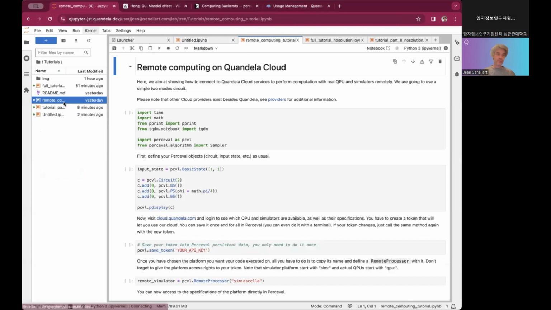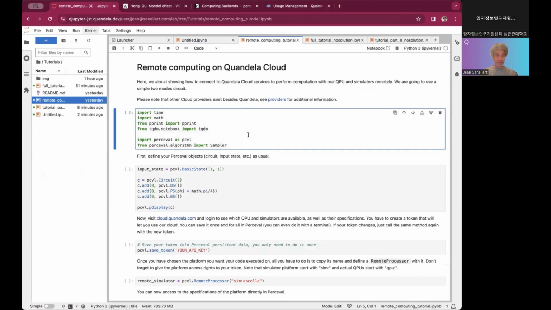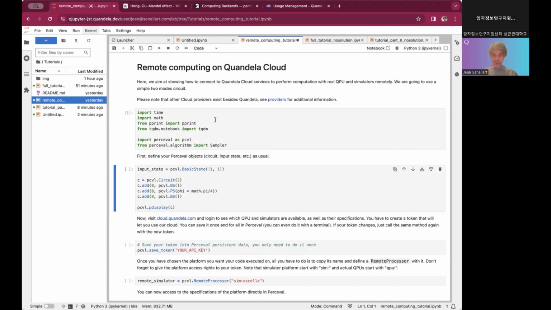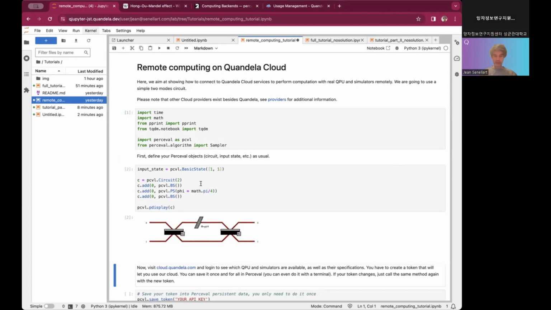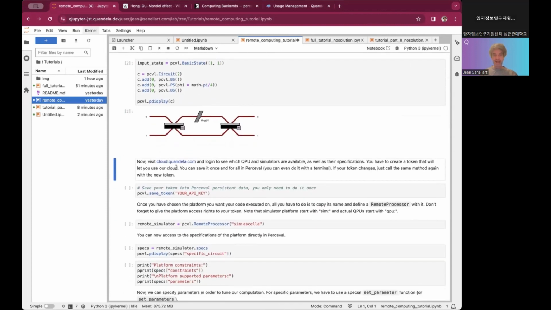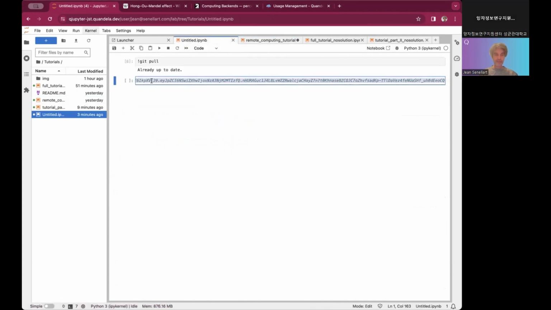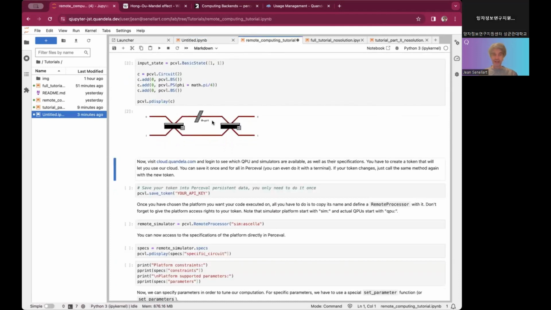Let us move to remote computing on the Candela Cloud notebook. I will be defining a Perceval grading sampler. I'm taking a small MZI circuit. I already went to Candela Cloud to get the API key, the one that is somewhere here.